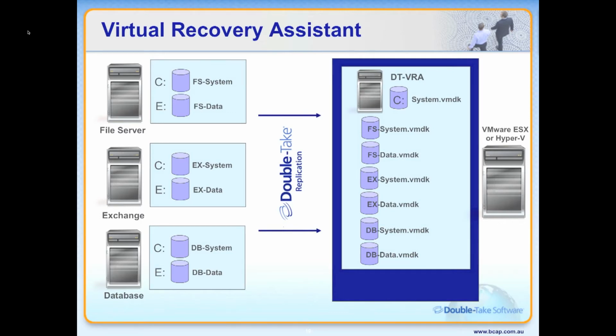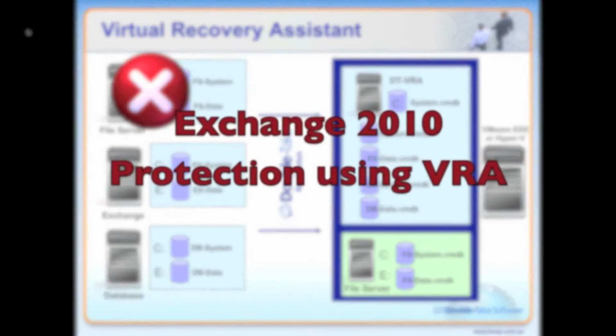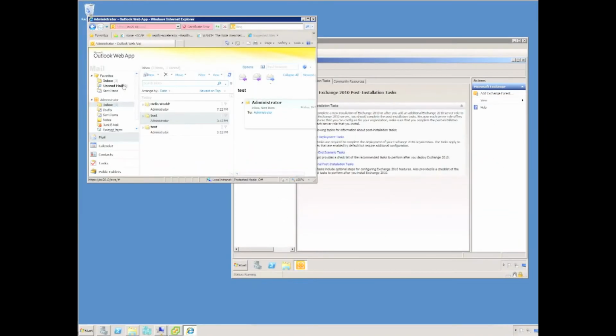When a failure occurs to a production server, we can fail over to the replica virtual machine. The Virtual Recovery Assistant will simply inject VMware drivers, disconnect from the VMDK files, and start up the replica virtual machine.